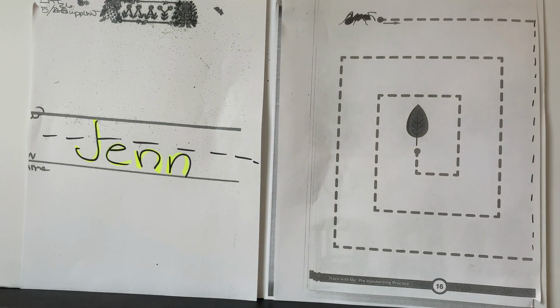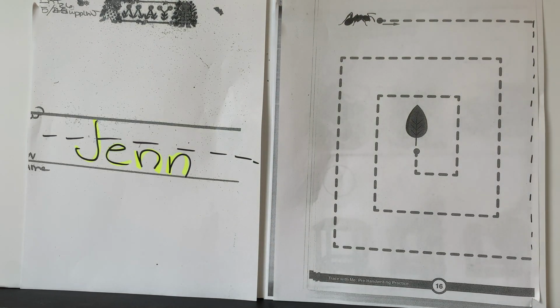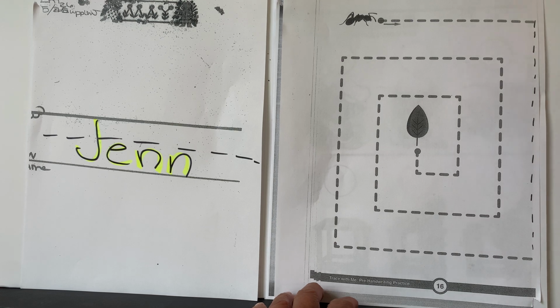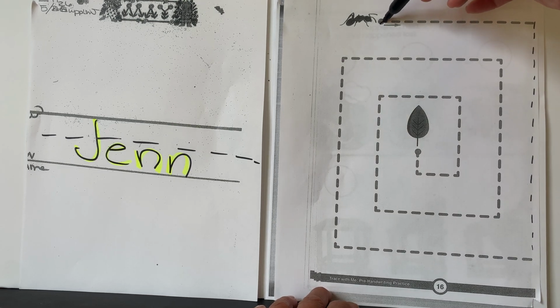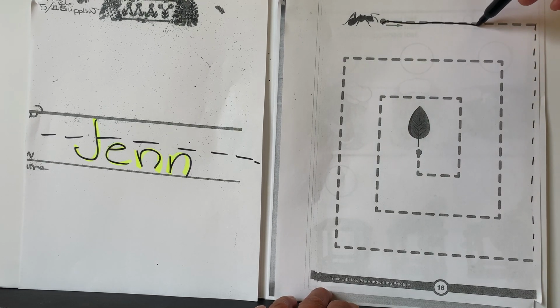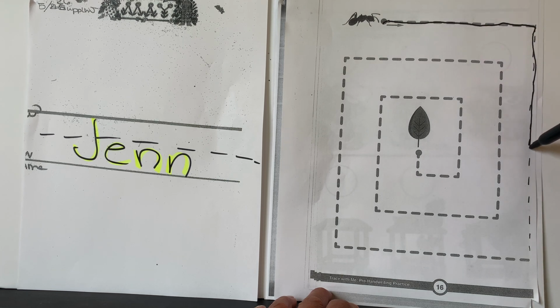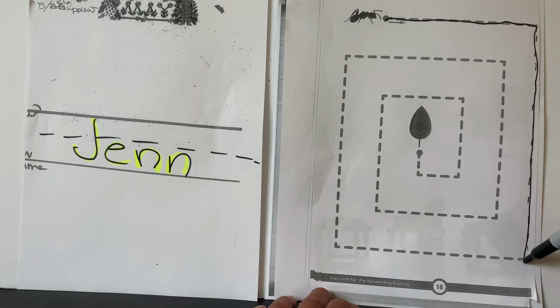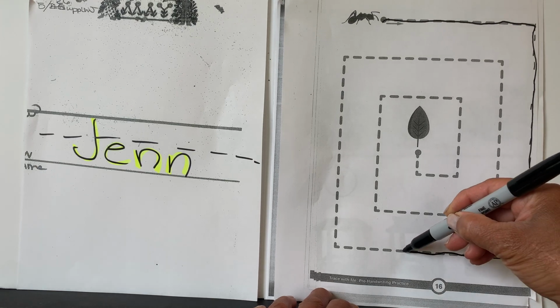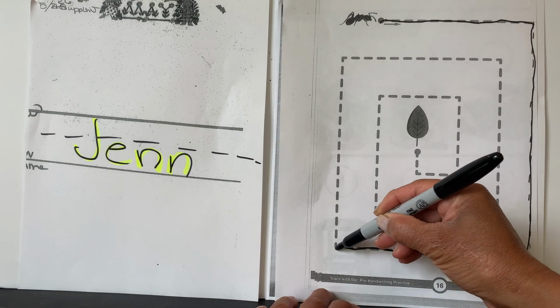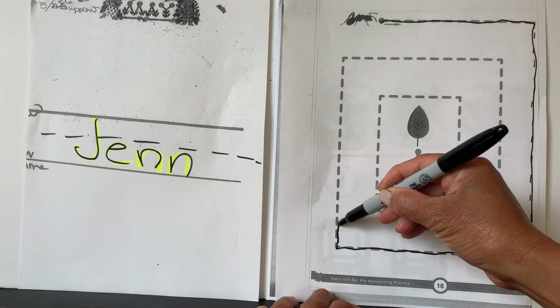So this page is actually tracing. We've got an ant and we need to get the ant to the leaf in the center. This is the easiest thing you can do. Start at the dot and stay on that line. Trace, which means drag your crayon or pencil on the dotted lines or the dashes.